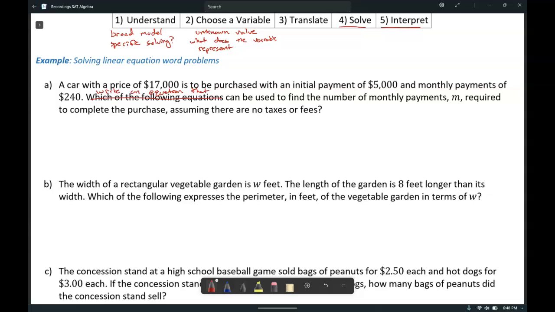Okay, so many of these types of questions where they're asking for an equation will be multiple choice style questions, so you won't have to completely write it from scratch.